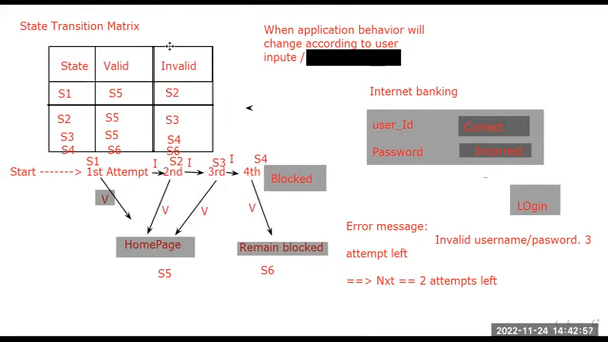The matrix is saying that if the user is in the first state and enters a valid credential, then it will navigate to the home page, otherwise it will navigate to the second attempt, that is S2. Similarly, we have the other states.